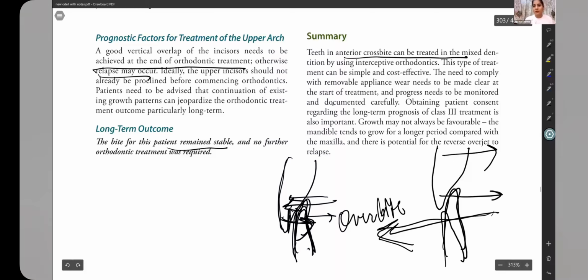But teeth and anterior crossbite can be treated in the mixed dentition by using your interceptive ortho. This type of treatment can be simple and cost effective. The need to comply with removable appliance wear needs to be made clear at the start of the treatment. Progress needs to be monitored and documented carefully. Obtaining the patient consent regarding long-term prognosis of class 3 is also important. Growth cannot always be favorable.